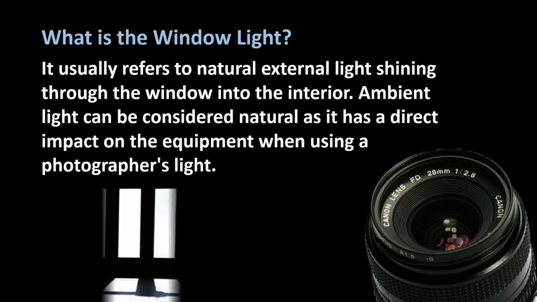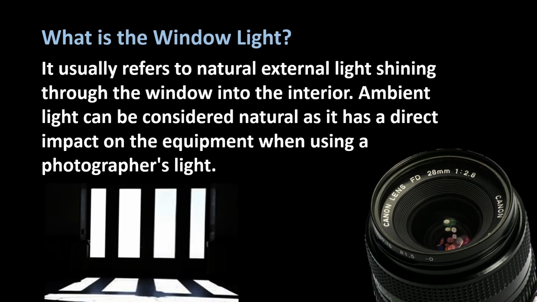What is the window light? It usually refers to natural external light shining through the window into the interior. Ambient light can be considered natural as it has a direct impact on the equipment when using a photographer's light.